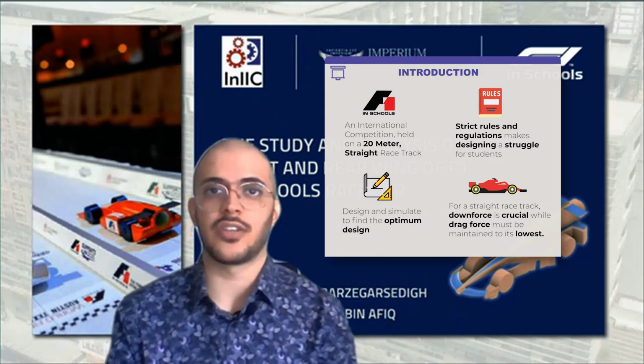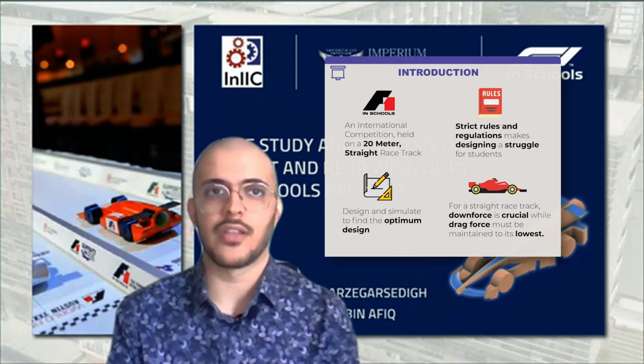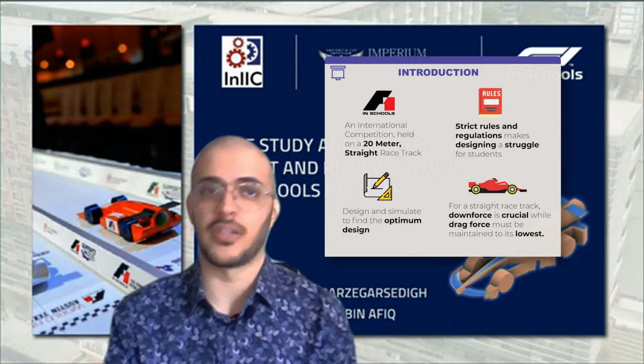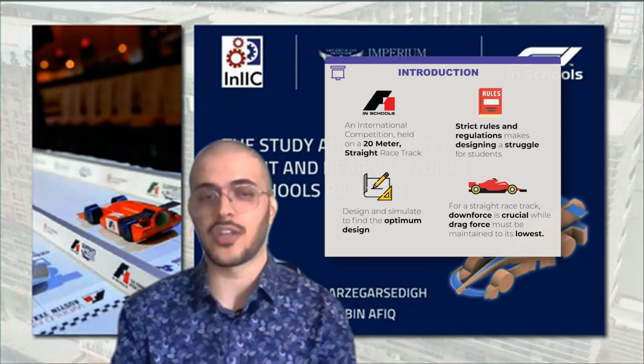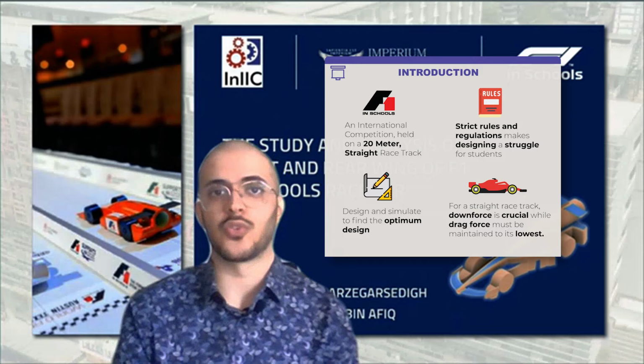That is because, since there is a straight racetrack, downforce is very important, but at the same time, drag force must not increase. Therefore, an ideal combination of front and rear wings must be designed in order to achieve the highest speed on the racetrack.